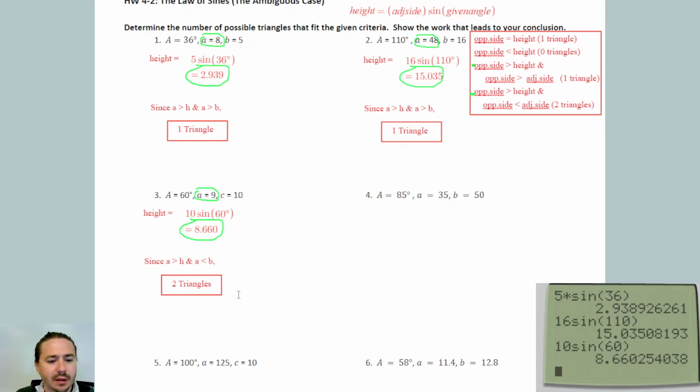Okay. Yeah, that's pretty much it. With all of these, we're just making those two comparisons. We're going to compare the opposite side to the height, and then if we need to, compare it to the other side. But in some cases, we don't even need to do that, because if this is going to be smaller than the height, then we won't have a solution anyway.